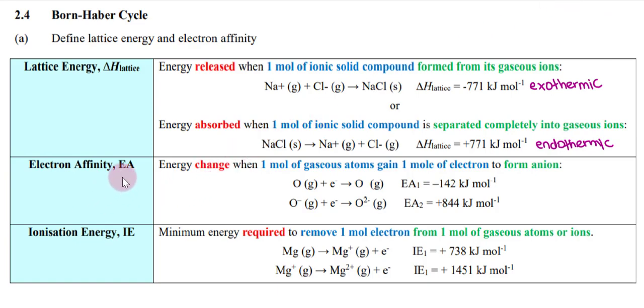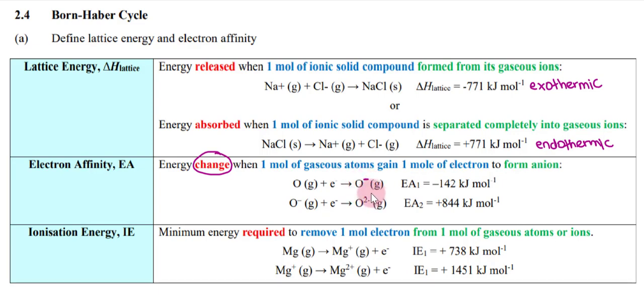For the electron affinity, there is an energy change when 1 mole of gaseous atoms gains 1 mole of electrons to form an ion. So why do we use the term energy change here? It is because, for example, here we have an oxygen gaseous atom. The 1 mole of oxygen gaseous atoms gains 1 mole of electrons. It will produce 1 mole of oxygen gaseous ions.